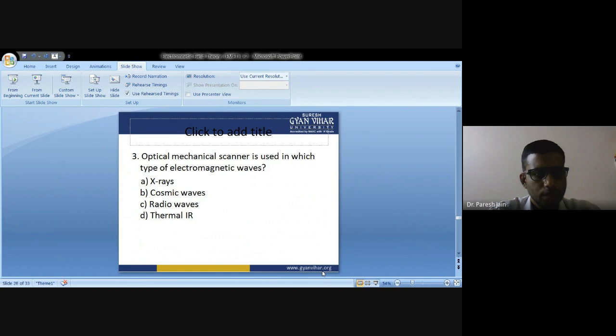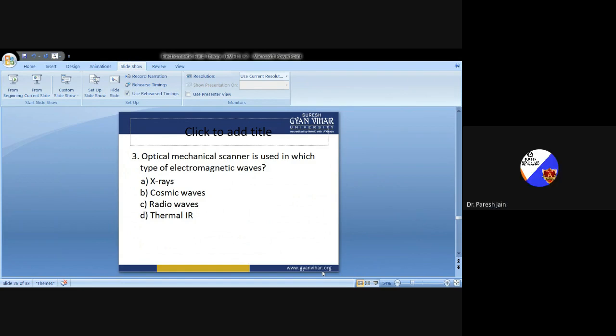Third one is: optical mechanical scanner is used in which type of electromagnetic waves? The optical mechanical scanner is a device which works on the electromagnetic spectrum, so which type of electromagnetic wave is used by this device, the optical mechanical scanner?